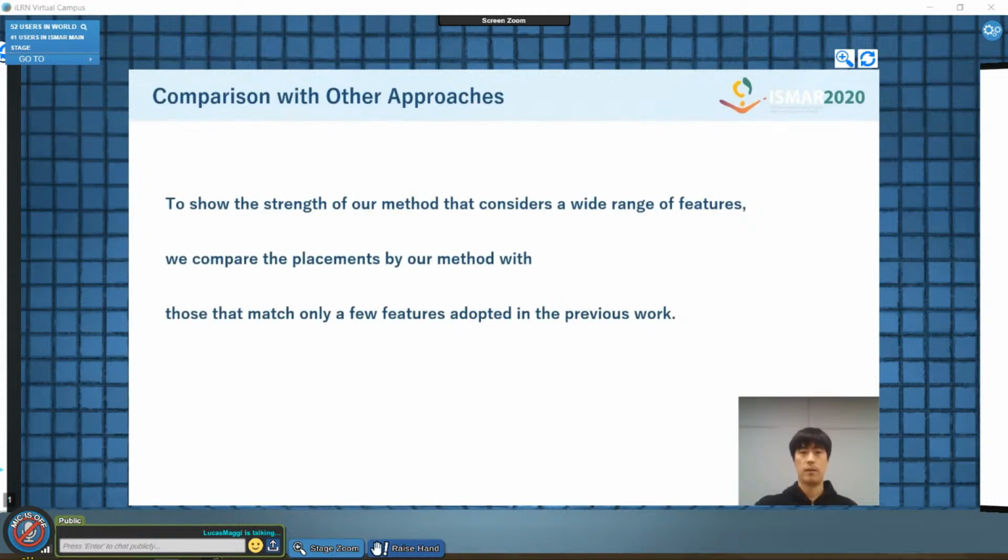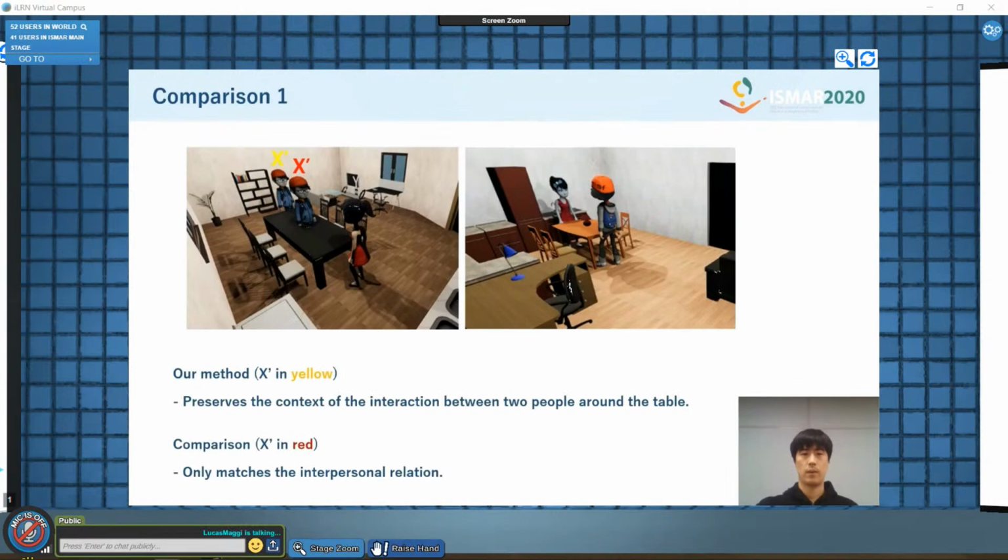For comparison with other approaches, we show the strengths of our method that considers a wide range of features against the previous approaches that match only a few features. First example shows that our method preserves the context of interaction between two people around the table, compared to the placement of avatar that only matches interpersonal relation.